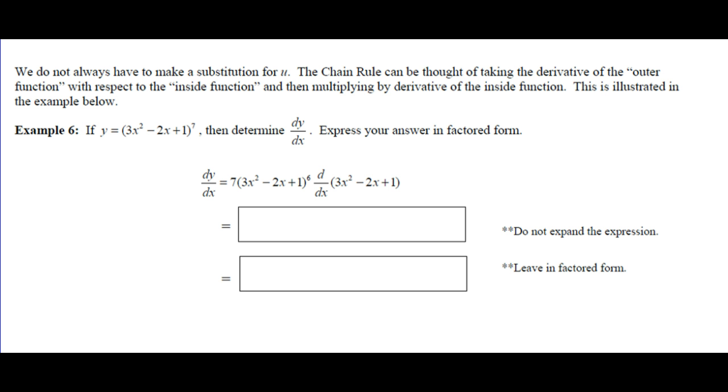Now here we're mostly just doing the chain rule, right? It's 3x squared minus 2x plus 1 to the 7th. So determine dy by dx, express your answer in factored form. Okay, so we're going to take the derivative of the outer function, 7 times 3x squared minus 2x plus 1 to the 6th, times the derivative, so we're just going to write it as d by dx of this, right? So it's 7 times 3x squared minus 2x plus 1 to the 6th times, and then we do the derivative of this, which is still 6x minus 2.